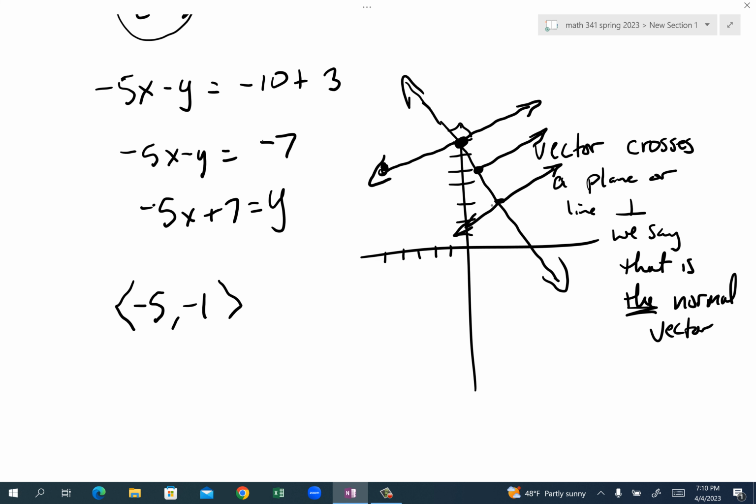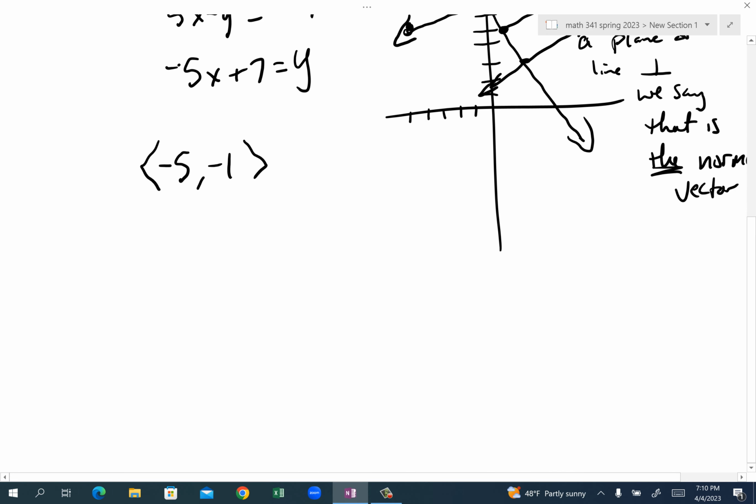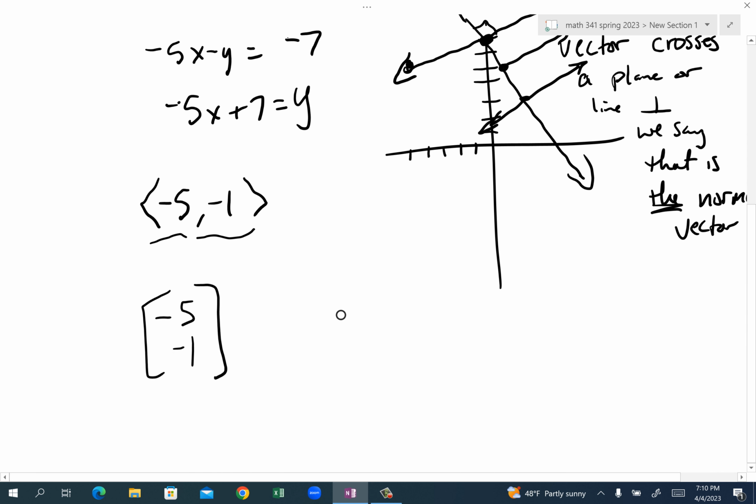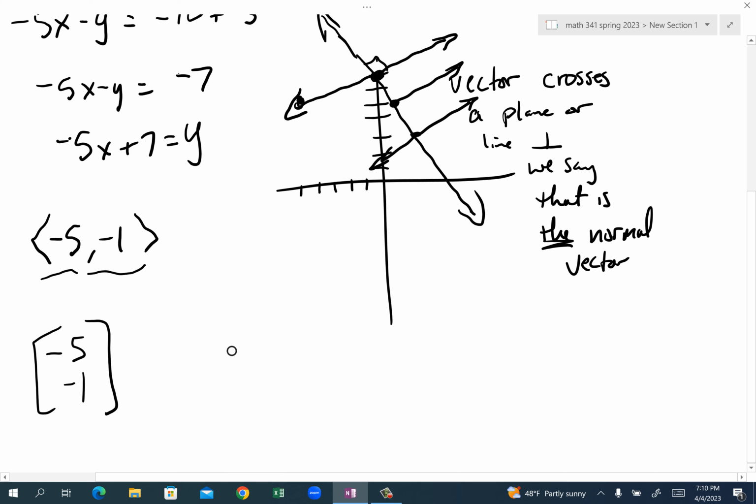You're like, well, wait a minute. Are you saying that this guy right here, -5, -1, which is what I have right there, is orthogonal? Wait a minute. I feel like we studied this back in the day at some point. It seems to me back in, not grade school. Come on, Jay, you got this.